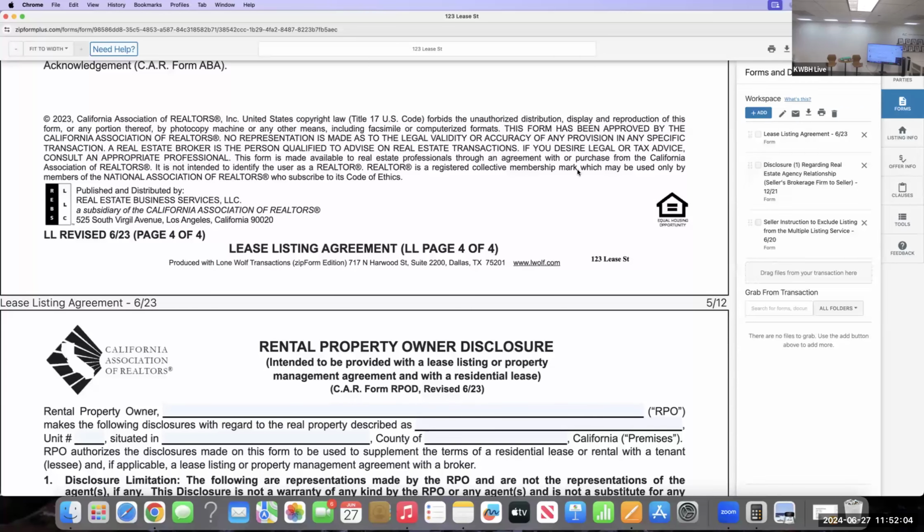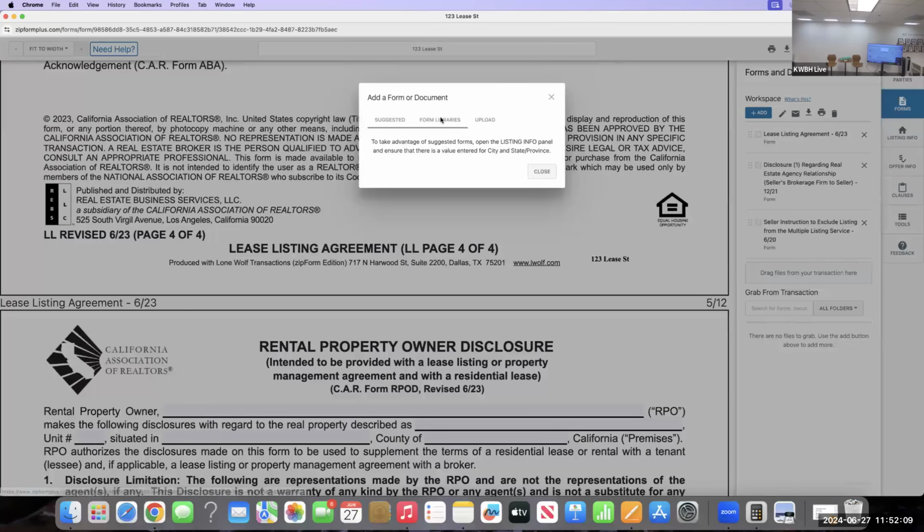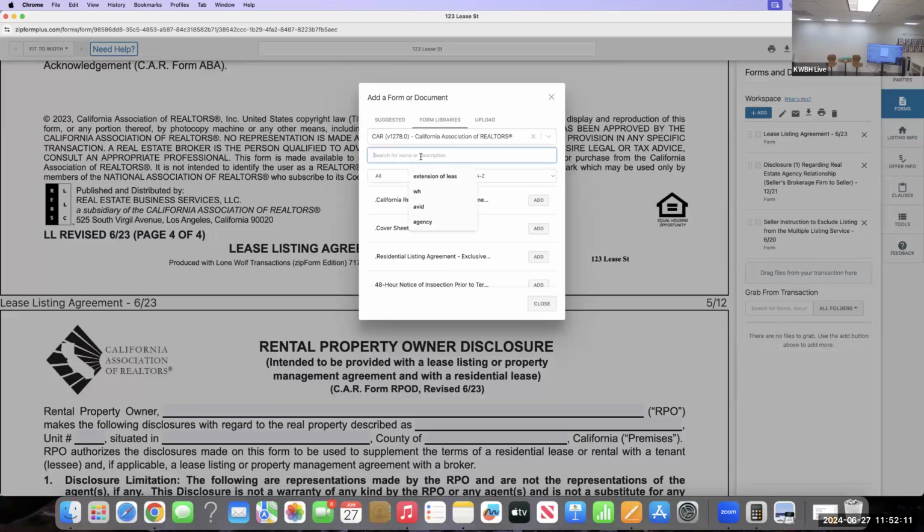So we're going to go back into the AR, and we're going to go add, and start looking for forms now. So what do we need to add here? Let's go down the list. We have the lease listing agreement already. If you're representing the tenant, you don't have to worry about this.